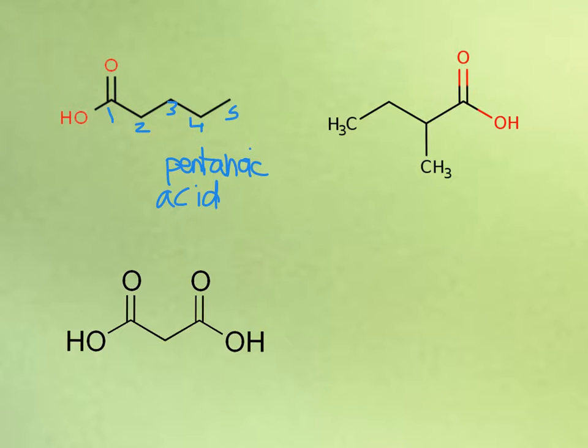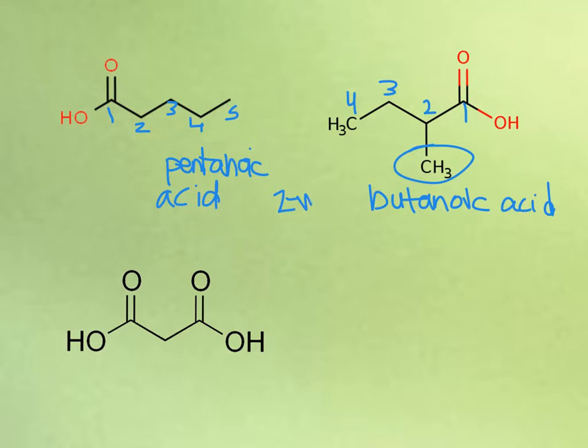Looking at the next one on the right, starting here at the carboxylic acid group, 1, 2, 3, 4 is our longest chain. So this would be a butanoic acid. Let's just move over because I'm going to run out of room. Butanoic. And we numbered that chain, but we also have this branch up here. So on carbon 2, we have a methyl. So 2-methylbutanoic acid.